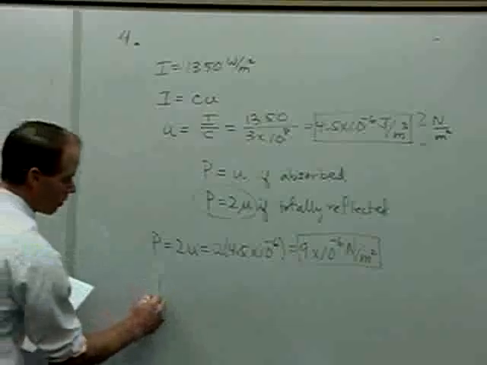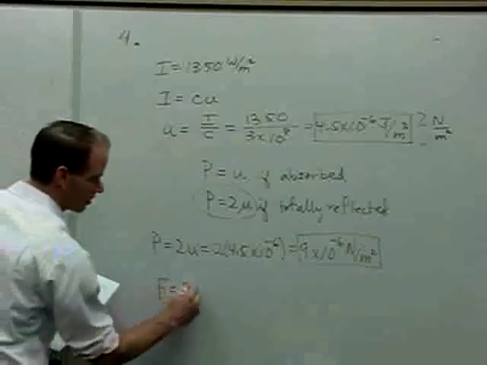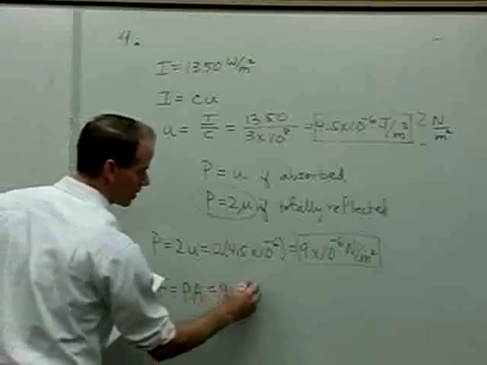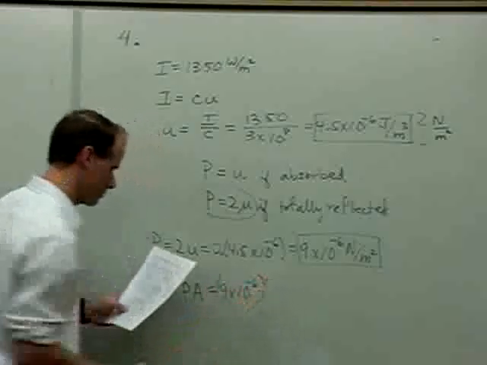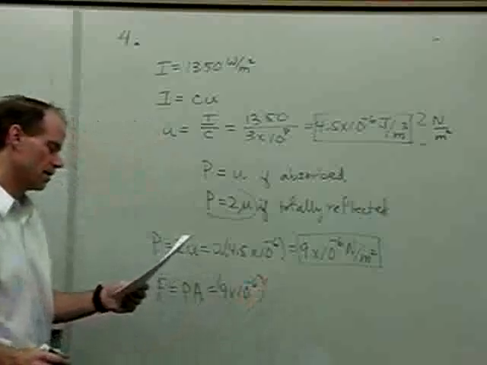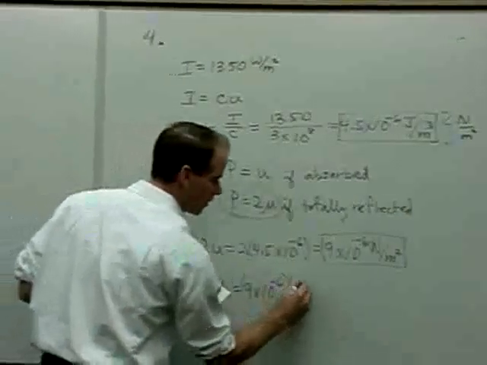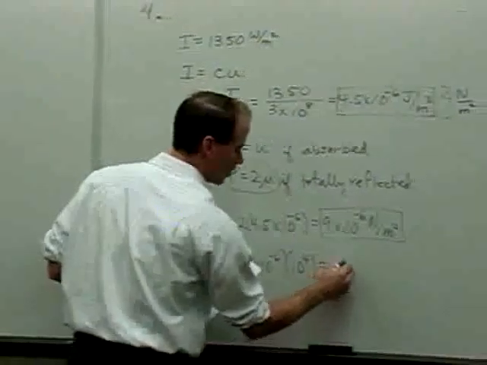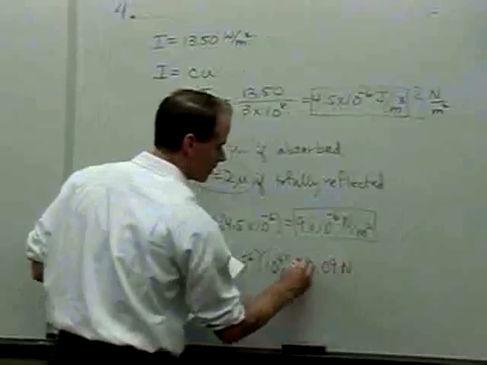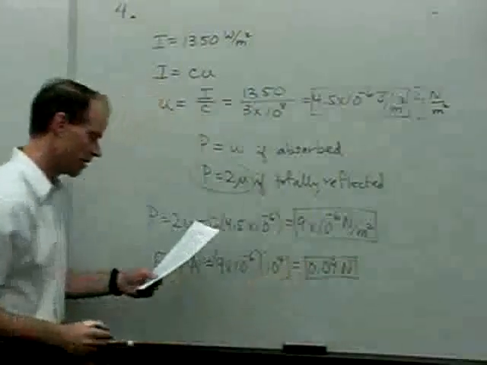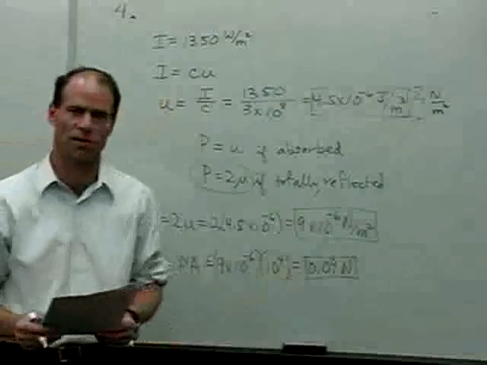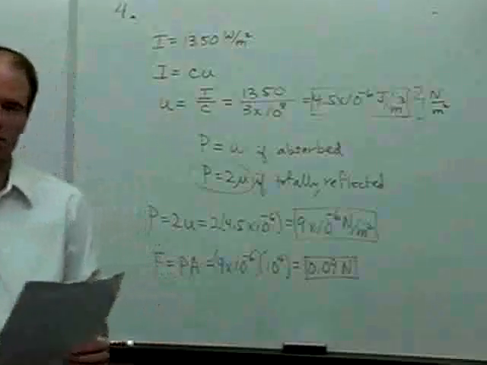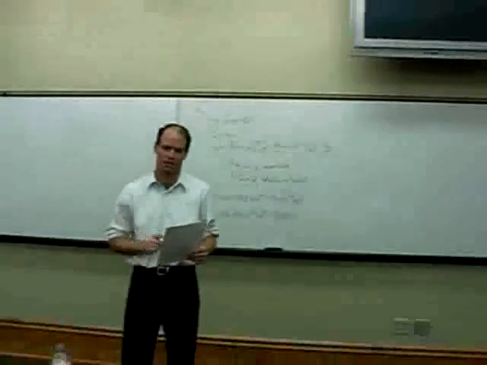And we want the force on this aluminum sheet. Force equals pressure times area. So that would be 9 times 10 to the minus 6 newtons per meter squared times the area of this sail, which is 10,000 meters squared. So this would be 0.09 newtons. Not a very large force, even for this reflecting sail, but at least it's a consistent force, and you could build up speed pretty quickly if you applied this force for some time.